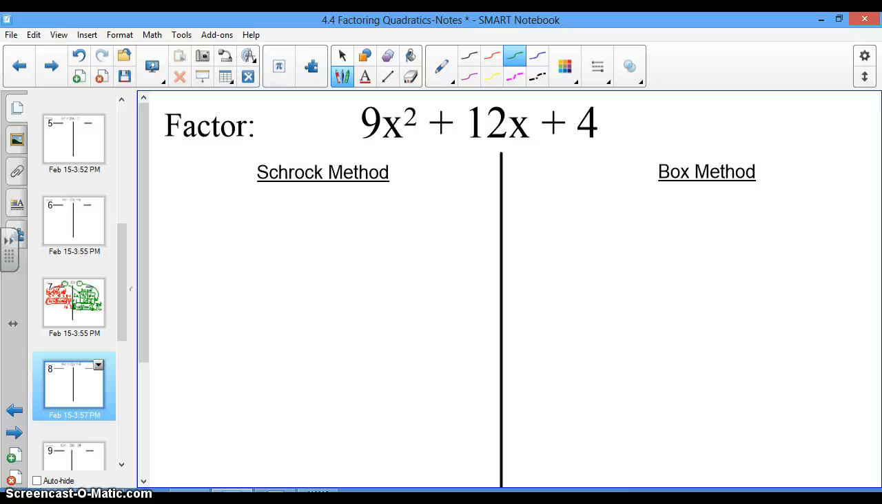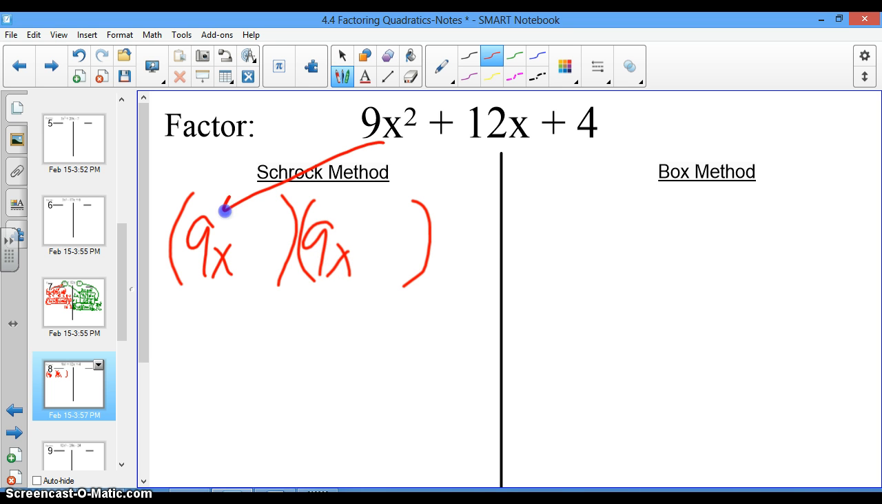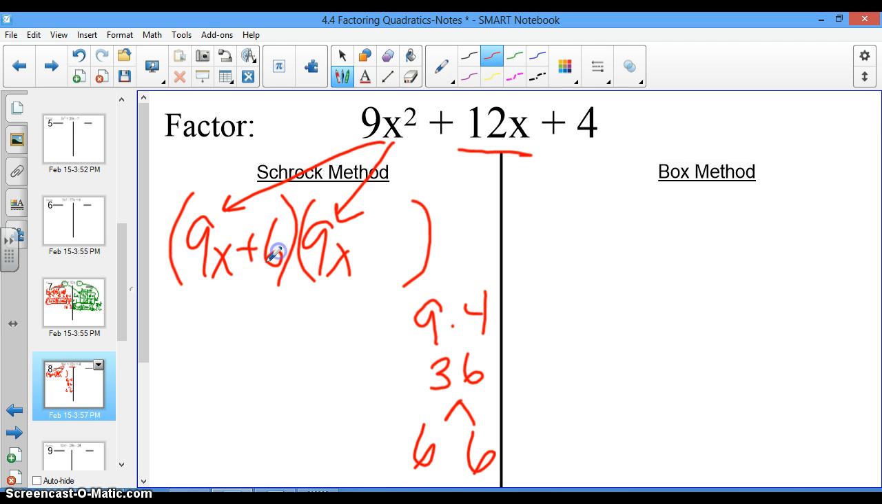The next one, 9x squared plus 12x plus 4, no GCF. So I'm going to factor this with Schrock method. I'm going to draw my two parentheses and put 9x at the beginning of each parenthesis. So you take that first term and write it twice without the squared sign. Now, take your first term, 9, and your last term, 4, multiply them together, we get 36. Two numbers that multiply to 36 but add up to our middle number of 12 are 6 and 6. So I put those in the empty spots.